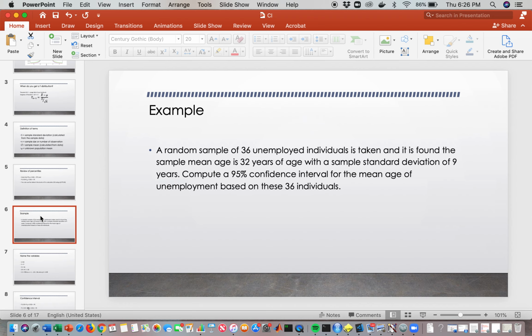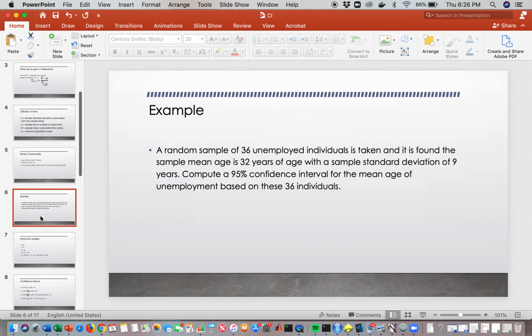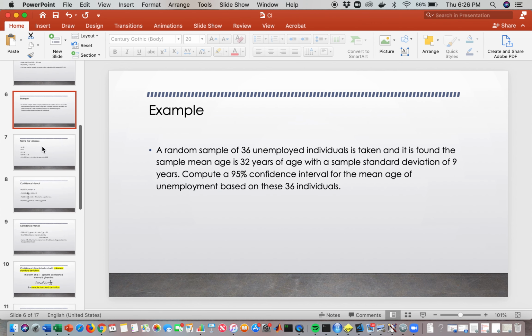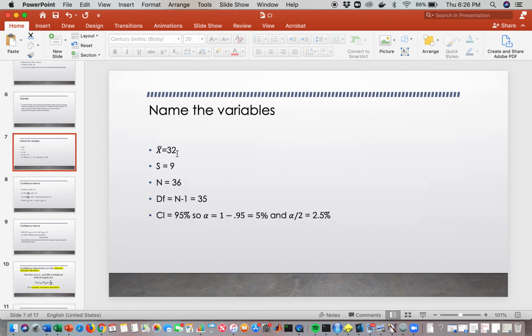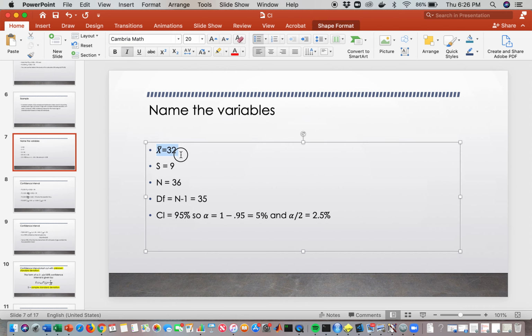Okay. So I'm going to play a game, and the game that I'm playing is name the variables. Whenever you calculate a confidence interval, you'll always need to play this game. So name the variables. I named the value of the sample mean, the sample standard deviation, the sample size, the degrees of freedom. And the confidence level is 95%. So 1 minus alpha is 95%, and I need to calculate alpha over 2. That's 2.5%. Okay.